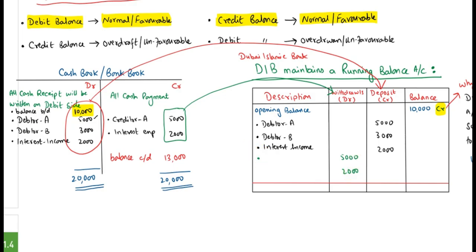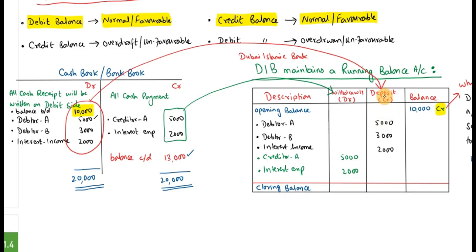And the reference is creditor A, and the interest expense, that is 2,000. Okay, so if we balance and find the closing balance, what will be the closing balance of the cash book? That is 13,000. We will also calculate the closing balance as per the bank. So the closing balance will be 10,000.